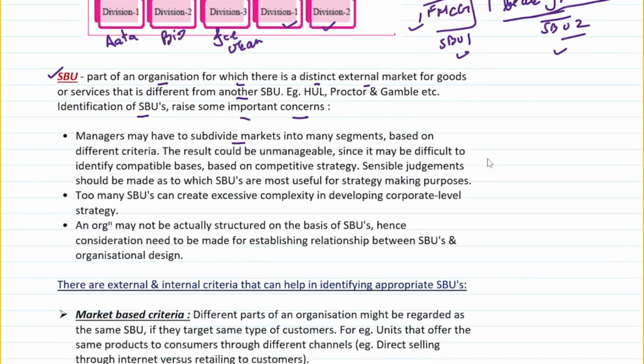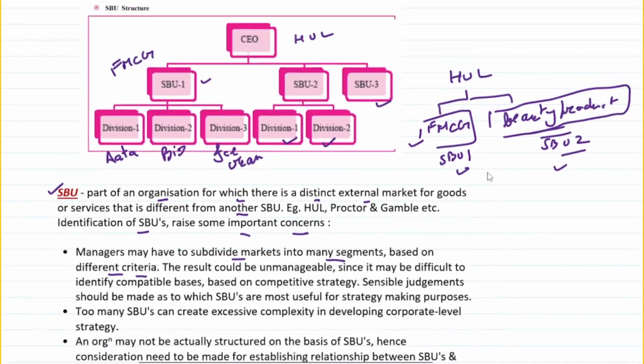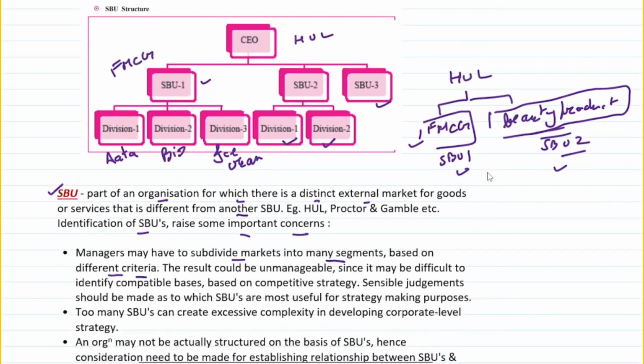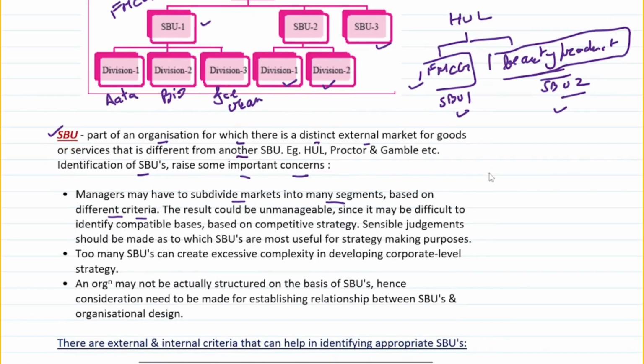Managers may have to subdivide markets into many segments, fine, based on different criteria. As you see that there are different divisions, in that case, what managers may have to do is categorize them into different segments based on various criteria. They cannot uniformly say that this is what it is. You need to categorize it, so that can be a challenge for them. The result could be unmanageable because there are various segments. Hence, the result could be unmanageable since it may be difficult to identify compatible basis.